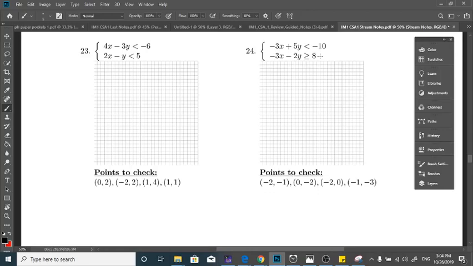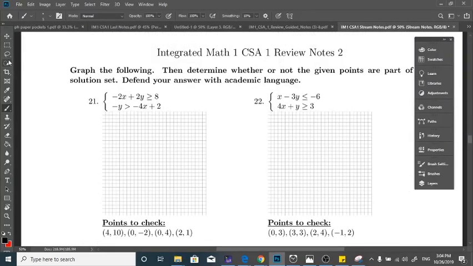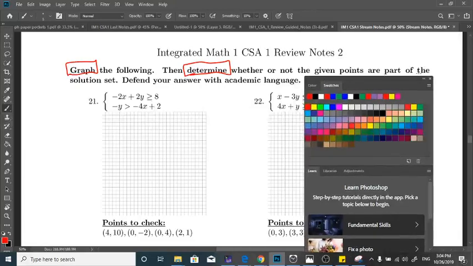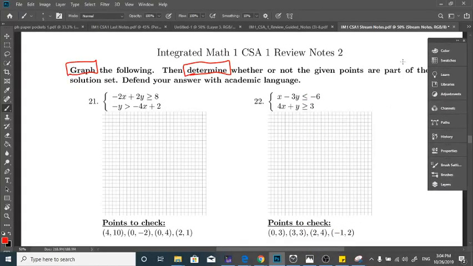So before beginning, always read the instructions. It says to graph. So especially if you're a language learner, but also for everybody, you graph and then determine. So you want to know what verbs are there. So that's like, what are the things you're supposed to do? So what is the question asking you? Because if you don't do what the question is asking you, obviously you will not get full credit. So do whatever the question asks for you to do.